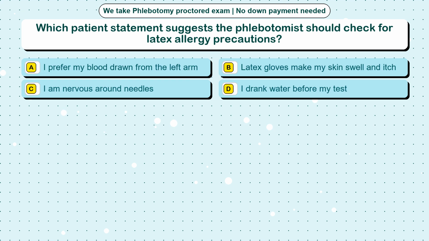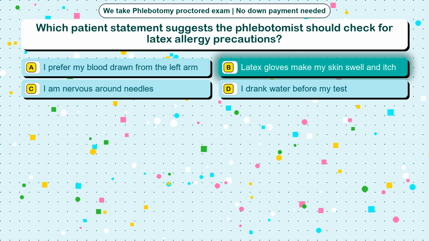Question 91. Which patient statement suggests the phlebotomist should check for latex allergy precautions? Option A. I prefer my blood drawn from the left arm. Option B. Latex gloves make my skin swell and itch. Option C. I am nervous around needles. Option D. I drank water before my test.